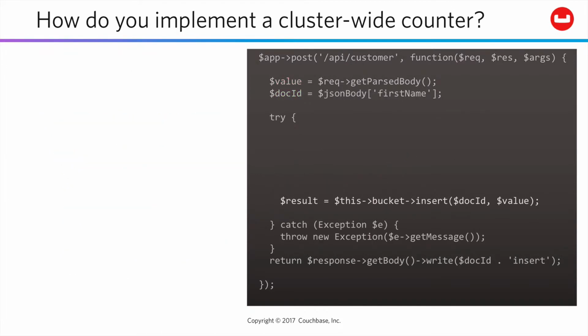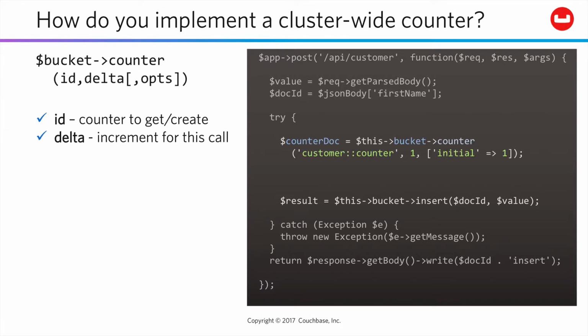Well, if you've spent any time with traditional databases, and I'm sure you have, you're used to the idea of an auto-increment field within a table to ensure a unique ID for each record that's added. Similarly, you can use counters to ensure a unique value throughout a bucket. You can also create as many of these counters as you like for the bucket.